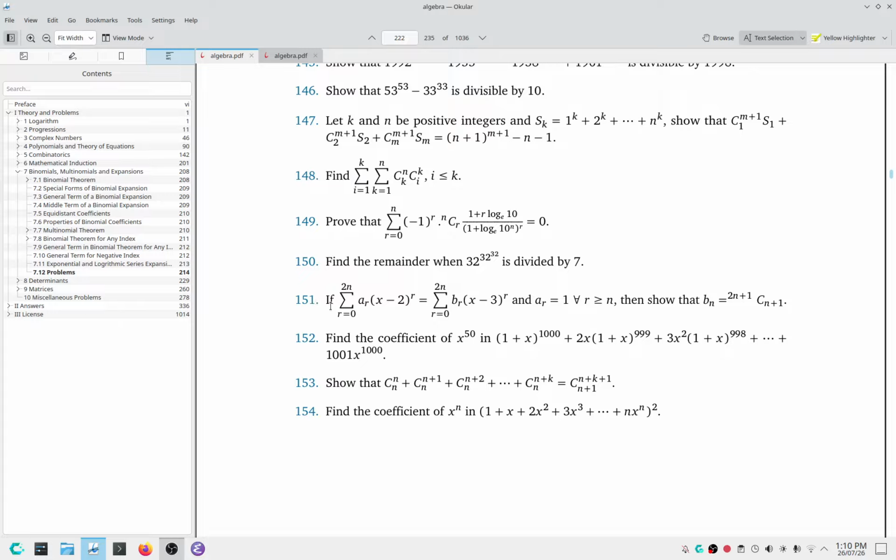Question 151 says that if sigma r equal to 0 to 2n, a_r (x minus 2) to the power r is equal to sigma r equal to 0 to 2n, b_r (x minus 3) to the power r, and a_r is equal to 1 for all r greater than or equal to n, then show that b_n is equal to 2n plus 1 C n plus 1.